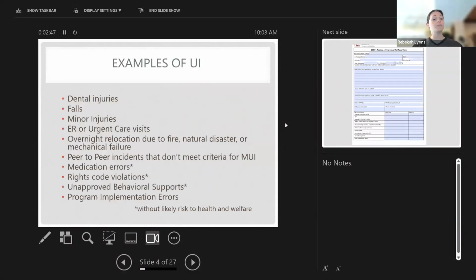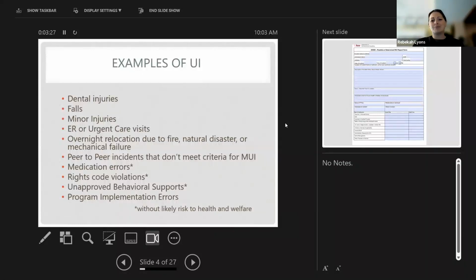Some examples in the rule are injuries, falls, ER or urgent care visits, overnight relocation. Several categories do look like MUIs, but we're not quite to that level of an MUI yet. So peer-to-peer incidents, maybe peer 1 struck peer 2, they caused a bruise on the arm. We don't have those requirements for MUI like a facial injury. We don't have significant medical treatment needed. We don't have law enforcement involved. Those are going to be at the UI level. So you're going to need to do a report, one for each peer involved, and those will go on your UI logs.